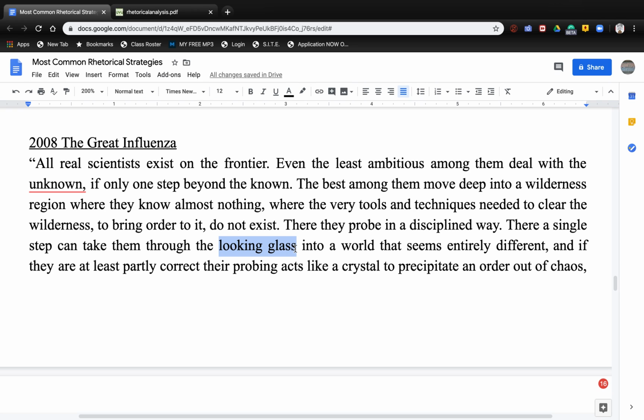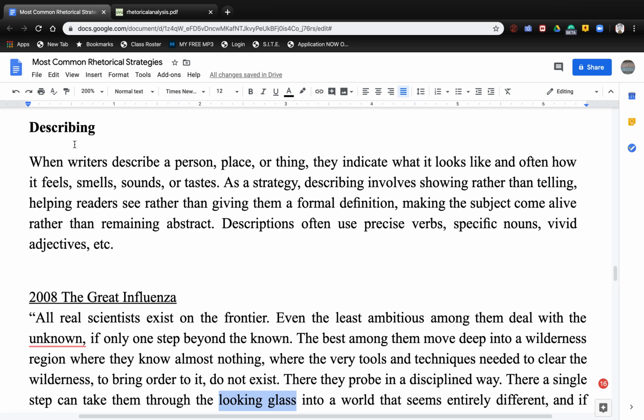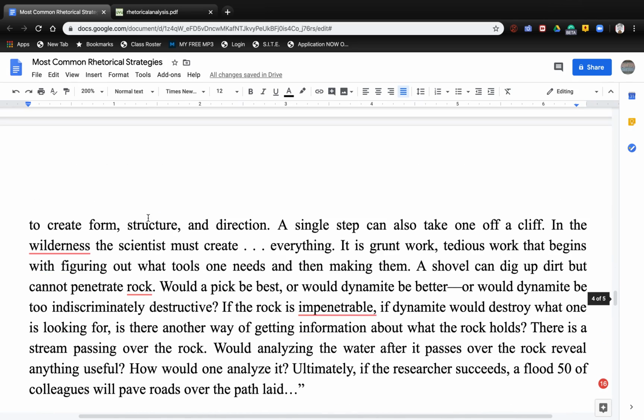So the implication of this section here is that descriptions can help a writer convey a message, but they can also help a writer capture the imagination of the reader. That's the implication here. All right.